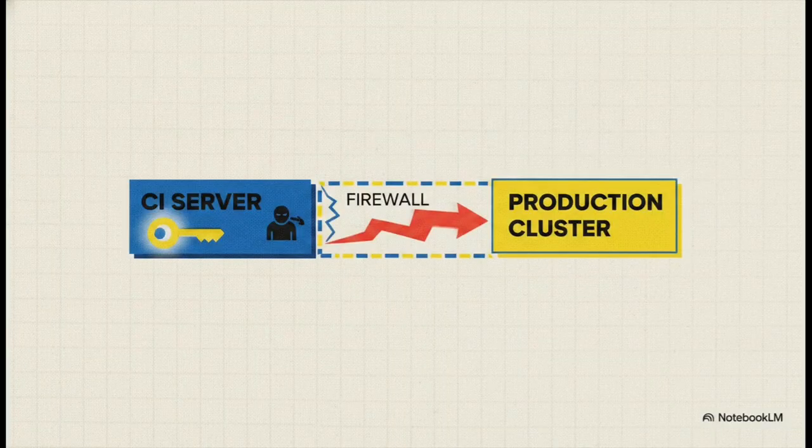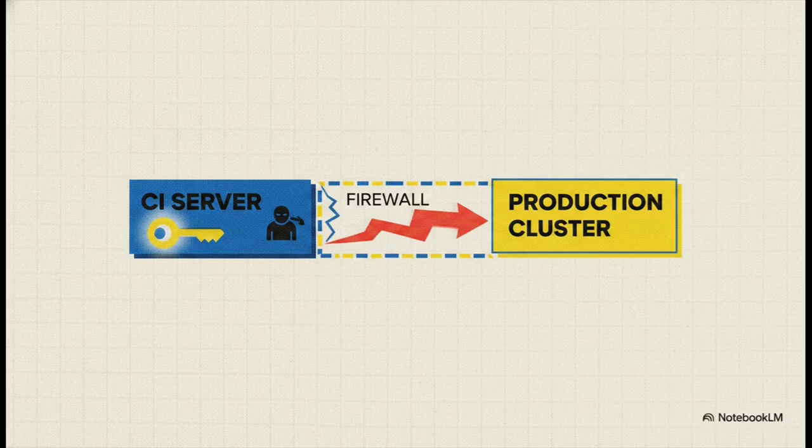And you know, what's really interesting here, and honestly kind of terrifying when you think about it, is the massive inherent risk of that direct connection. Because that CI pipeline is pushing changes directly into production, the CI/CD system itself has to hold the credentials to your cluster. It needs the keys to the kingdom.